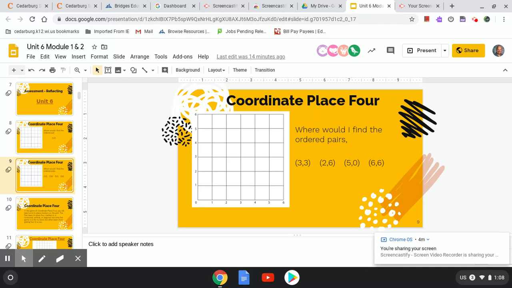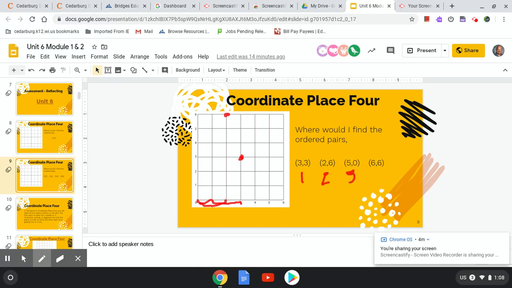Okay, so I'm going to pick a color here. My first one is 3, 3. So that means I'm going to go over 3 spots. And then I'm going to go up 3 and put my coordinate right there on the graph. All right, my second ordered pair is 2, 6. So that means I'm going to go over 2 and then up 6. My second ordered pair is going to be located right there.